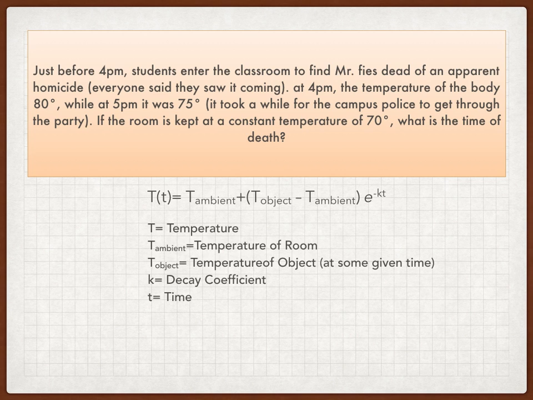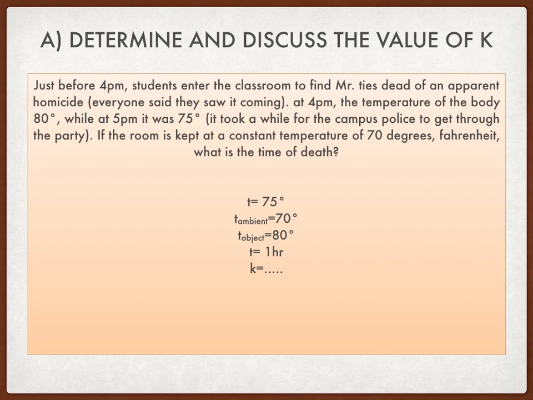So the equation we have is T, which stands for temperature, equals T sub ambient, which is the temperature of the room, plus T sub object, which is the temperature of the object at some given time, minus T sub ambient, which is again the temperature of the room, times the base of e raised to negative k, which is the decay coefficient, times t, which stands for time. So now the first step is to determine and discuss the value of k.